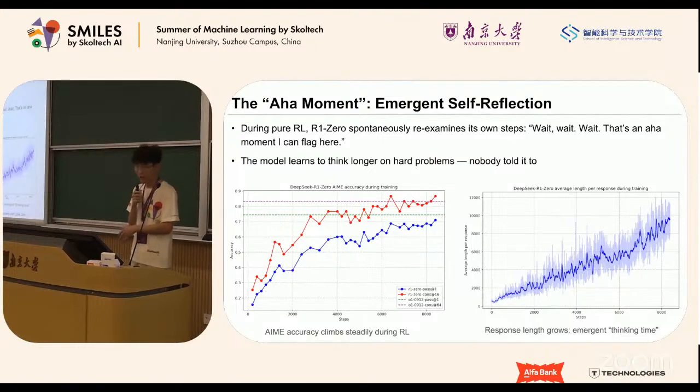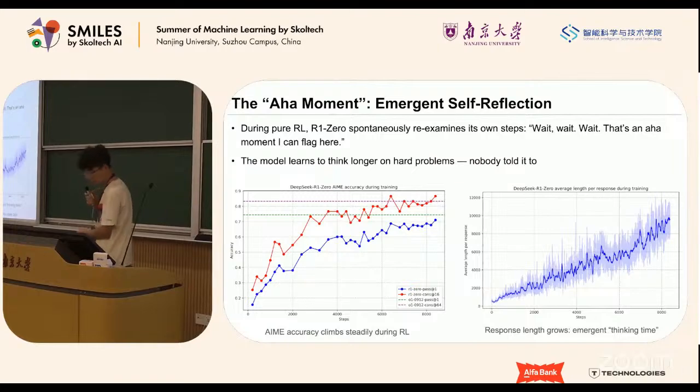As shown in the graphs, as the RL training steps increased, both the AIME accuracy and the average response length grew significantly, from 2,000 to 20,000 or more. This means the model has learned to allocate more internal thinking time to harder problems.